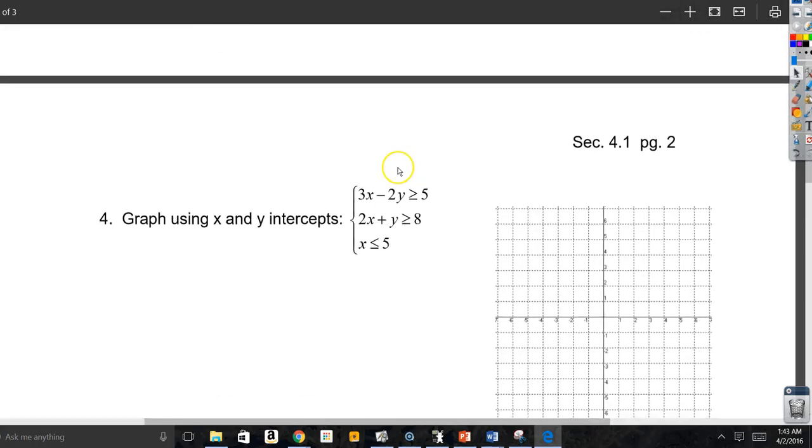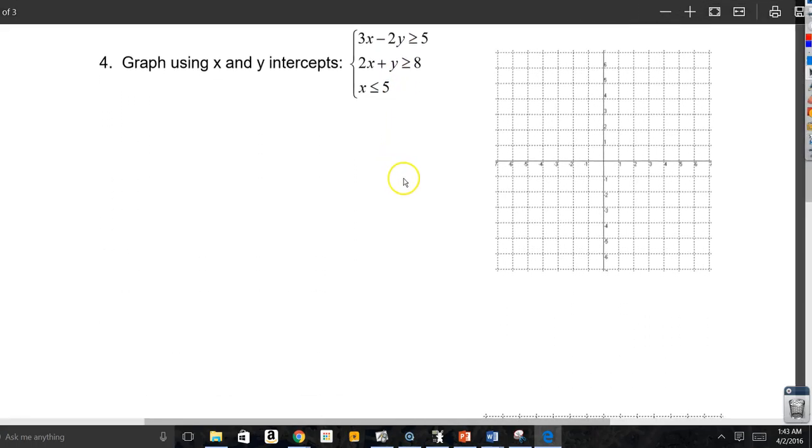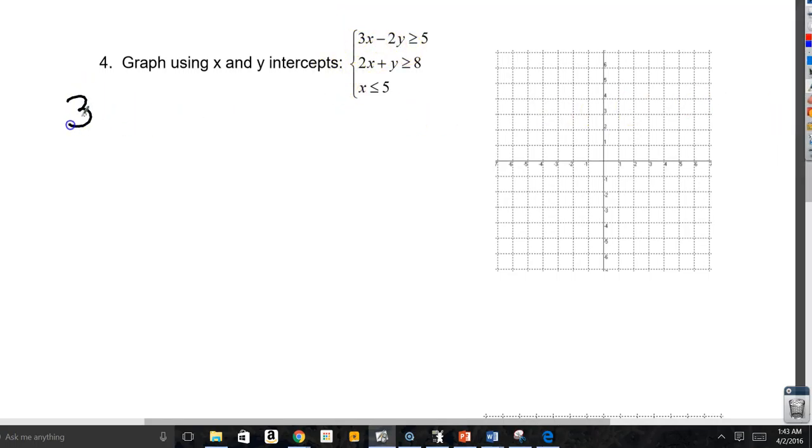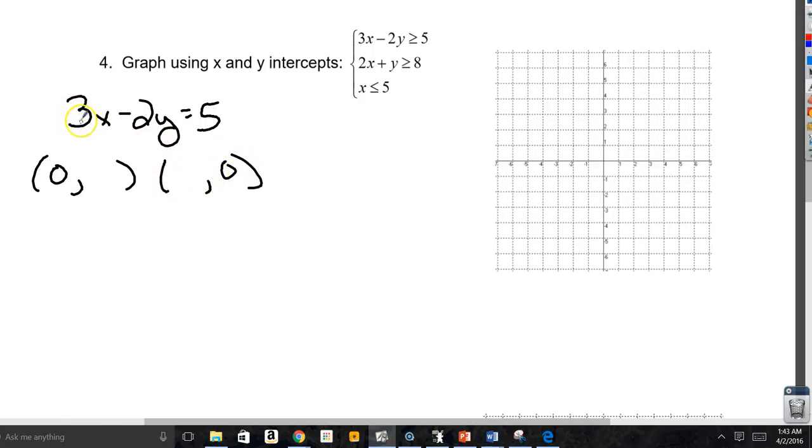Alright. Number 4, graph using intercepts. For this one, 3x minus 2y equals 5. If x goes away, y is going to become -2.5. So we divide by -2, we divide by -2, 2.5.